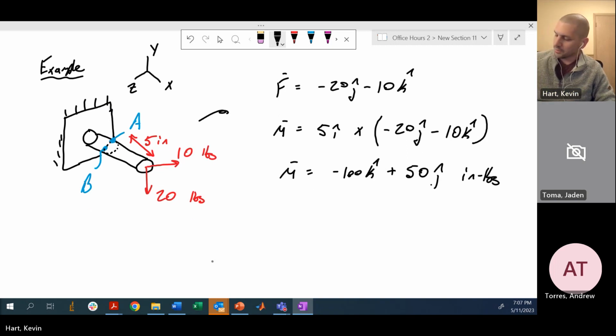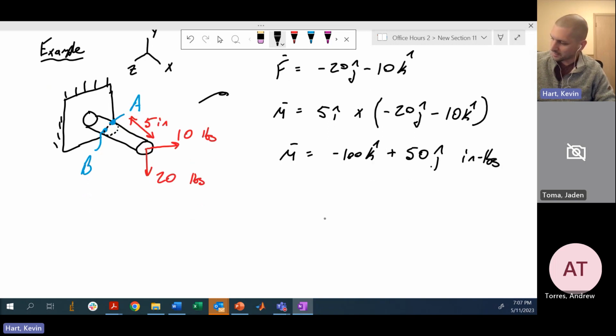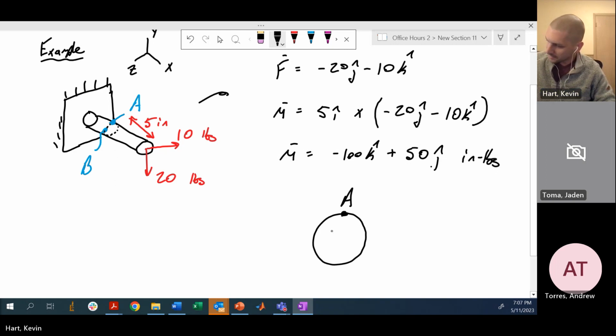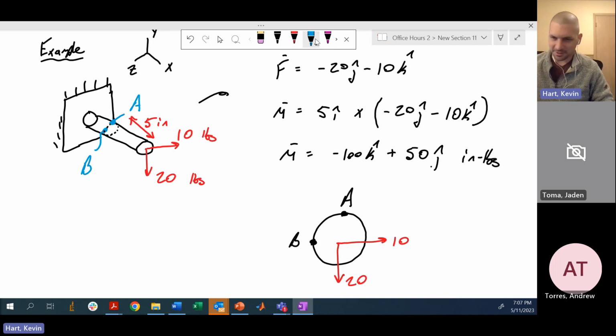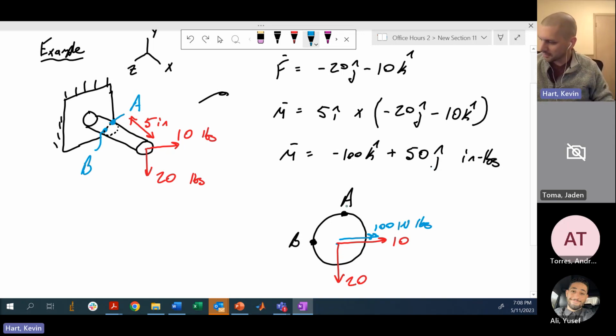Great, wonderful. So let's look at what the cross section would look like then with those components added. So here we're looking down the x-axis. Up at the top, you've got point A, and on the left, you've got point B. We can put our forces and moments in. We have the negative 20j, the negative 10k, so we'll just put those in. 10 and 20. And then you've got your moments. Since I have these fancy colors, might as well use them. We have negative 100k hat, that's going to be this direction. And then our 50j hat, this is going to be straight upwards.